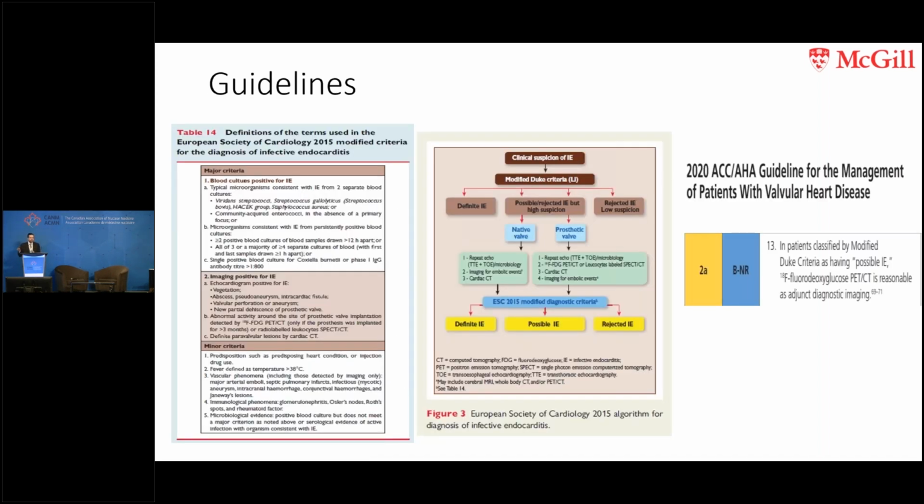So in the setting of prosthetic valves, for several years now, since 2015, it's been integrated into the European guidelines and more recently in the 2020 American guidelines for the management of infective endocarditis. For patients with possible IE in the prosthetic valve, it's now a major criterion if there is an abnormal FDG PET or labeled leukocyte SPECT CT. It's a major criterion for the diagnosis of infective endocarditis.